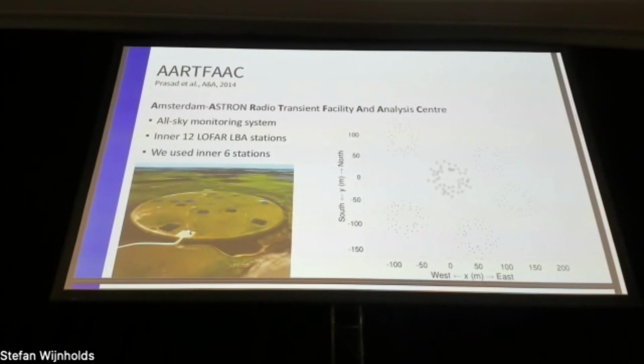So we thought, well, let's try this on the AP-RASC system, which is a piggyback system on the LOFAR telescope. It is called the Amsterdam Astral Radio Transient Facility and Analysis Center, a whole mouthful. But what it does is it basically allows us to make a copy over a limited bandwidth of the raw voltage data of all individual dipoles in the inner 12 LOFAR stations, feed that into a correlator, and basically do all sky monitoring at a 1 second cadence.